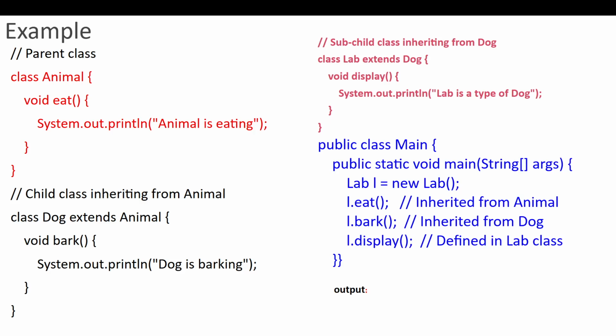I hope it is clear. So what will be the output of this example? First we call the eat method, so animal is eating is displayed. Then we invoke the bark method, so dog is barking is displayed. Then the display method is called, so lab is a type of dog is displayed.